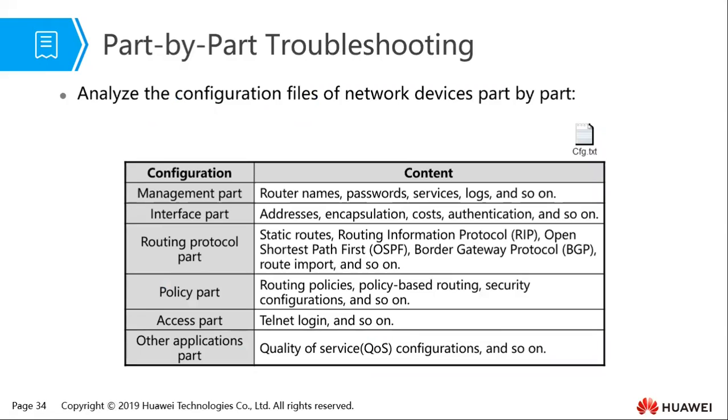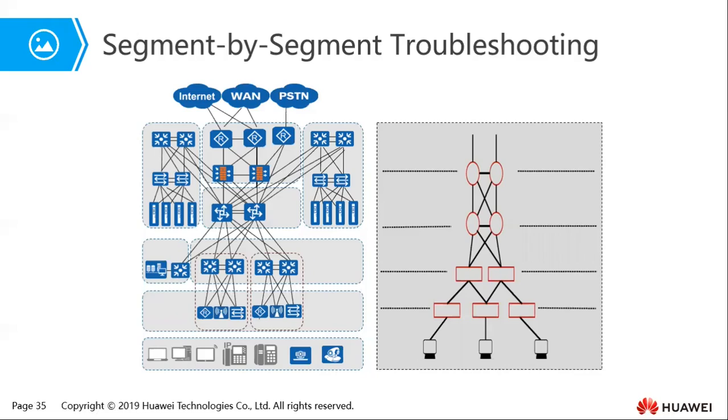With part by part troubleshooting, you do this when a network fault is located on a specific network device. You need to do this by analyzing the configuration files of this device in order to further narrow down the fault scope. So you do part by part of that particular device.